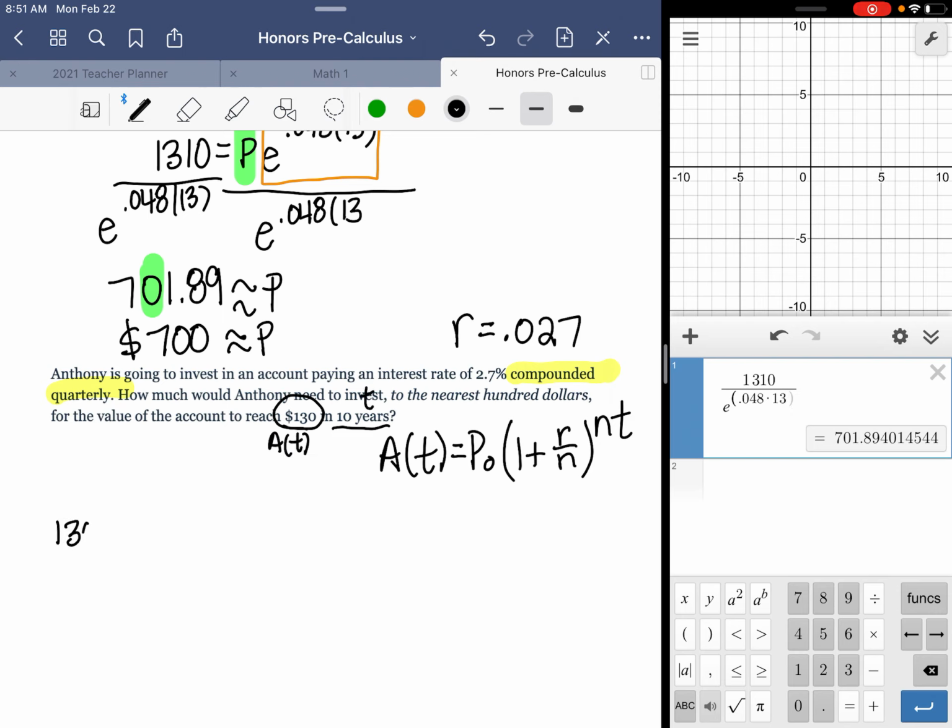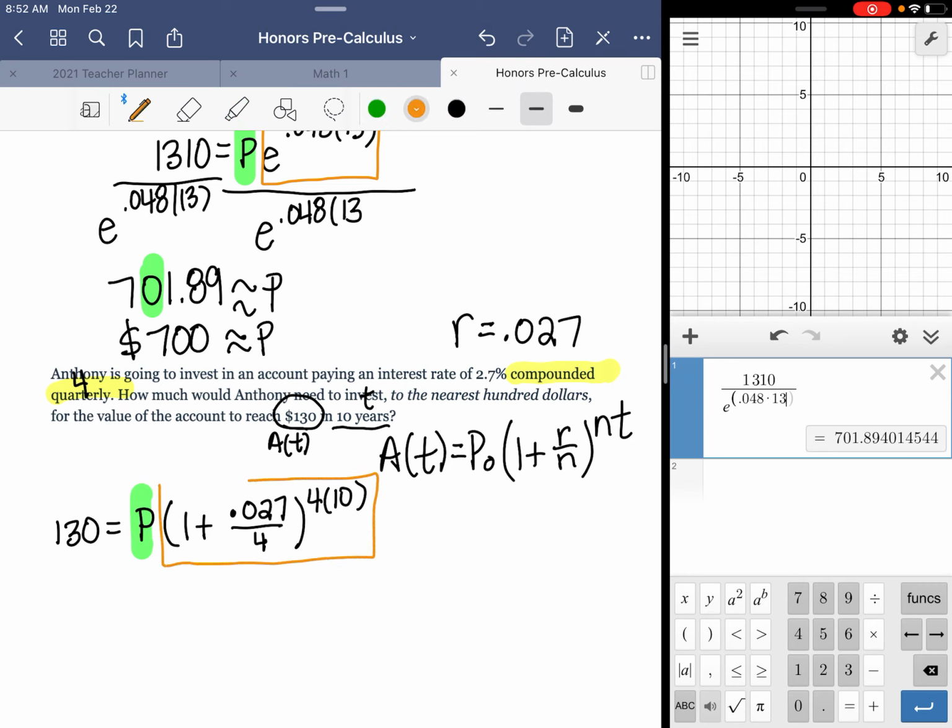So this is going to be my future value, and this is going to be my time. So we have 130 equals our initial value that we don't know, times 1 plus my rate, which is going to be 0.027, over my compound. Now my compound is quarterly, so that's going to be 4. And then that's going to be 4 times 10 years. So again, just like in the last problem, we're solving for p. This entire piece right here is just a number. So if we're multiplying by that value, then we're going to divide by that whole value. And of course, if we do it to one side, we're going to do it to the other.